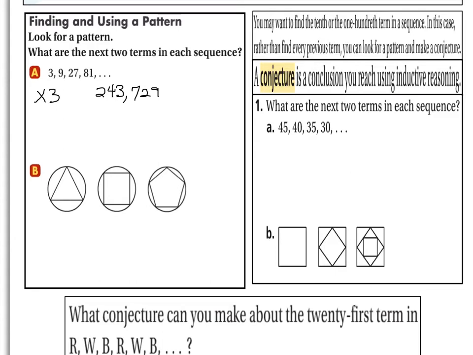Let's take a look at letter B now. As you look at letter B, you notice you have a circle with a triangle in it, or a circle with a three-sided figure. Then you have a circle with a square in it, a four-sided figure. And then you have a circle with a pentagon in it, a five-sided figure. So you notice your figure is going up by one side each time. So my next two would be a circle.